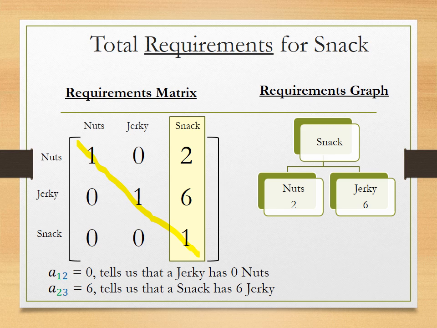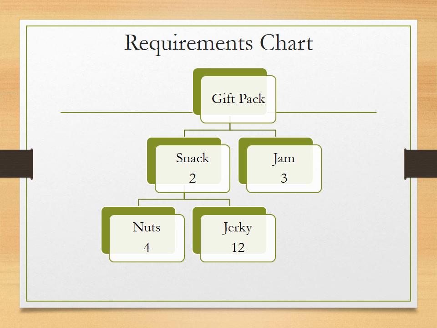All right, let's take a look at another packaging that they do, and that's called a gift pack. Now the gift pack requires 2 snacks and 3 jams. So just like we did with the snack pack, we're going to put gift pack at the top, and that's going to branch down to 2 snacks and 3 jams.